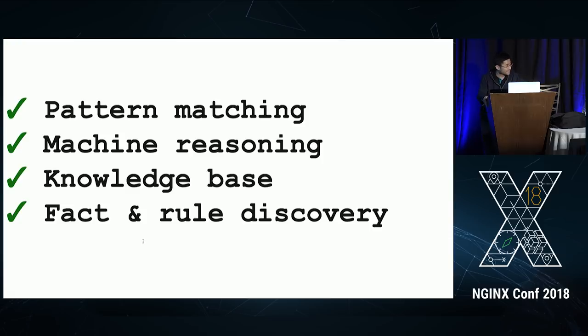Okay, so finally, we can do automatic pattern matching against flame graphs so that machines can even interpret flame graphs instead of humans, right? So even dumb beginners can make use of these tools without much knowledge about the system internals, and we can also do machine reasoning using expert system technology or even neural network algorithms. And we can also establish a knowledge base for all the open source software, different kinds of software and all their versions. And it can even discover new facts and new rules as the system goes.